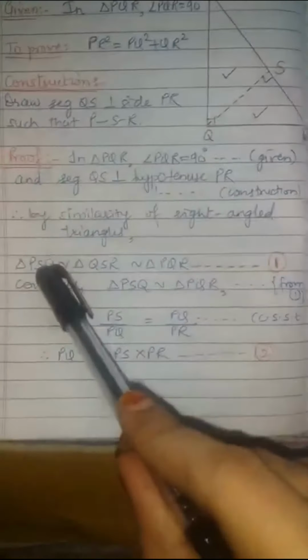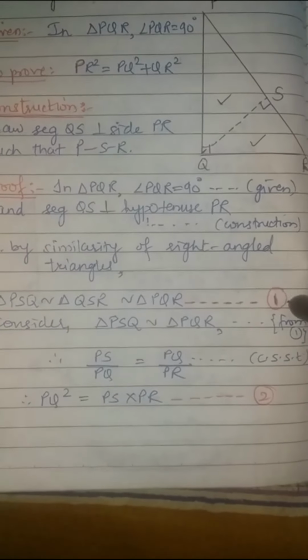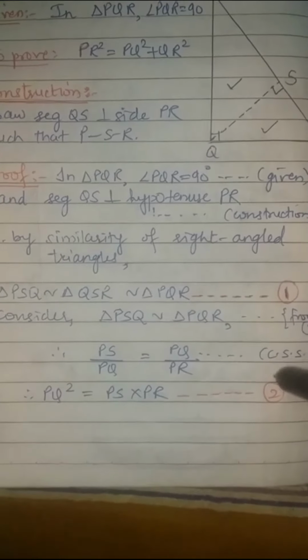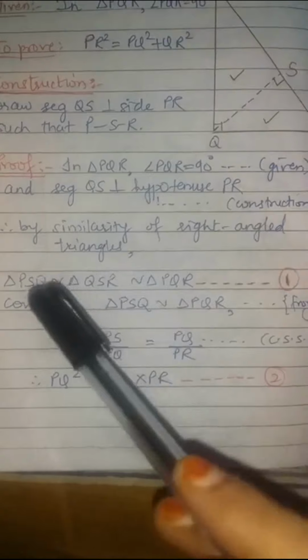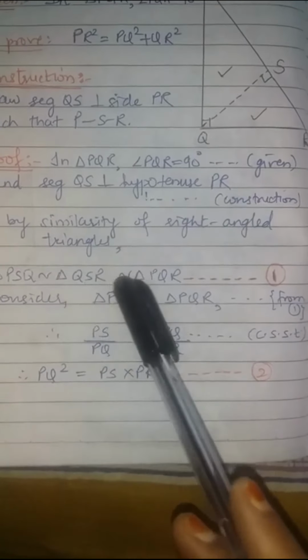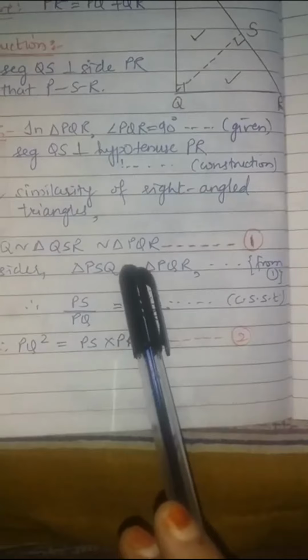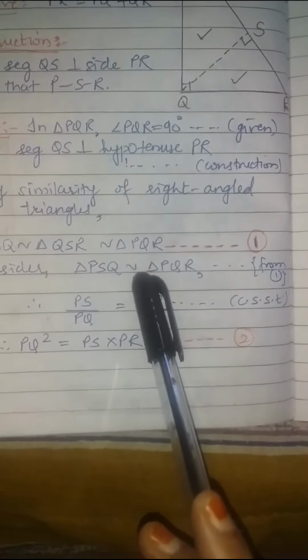Fine. Let us take this as equation number 1. I have marked the equations in red ink so that the equations are very clear to you. So we have equation 1, by similarity of right angle triangles, the three right angle triangles are similar to each other. Fine. Now let us try to have a pair of the triangles one by one.